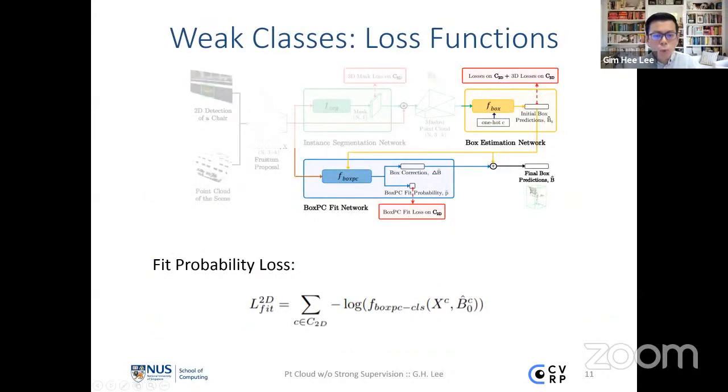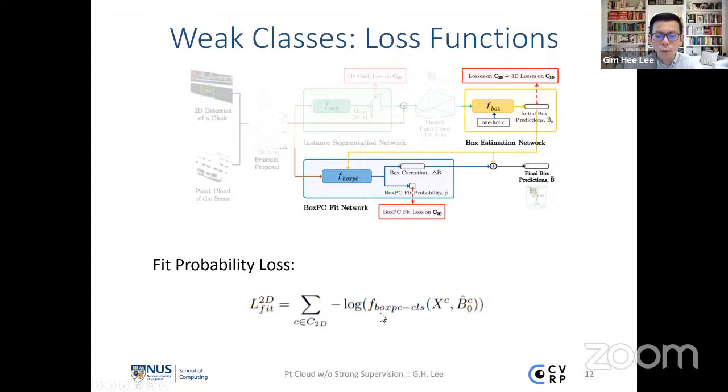Now, once we have pre-trained this box PC fit network, we'll simply use it in the main branch together with the main branch, such that we maximize the goodness of fit of the predicted bounding box that is given from the main branch on the weak classes.